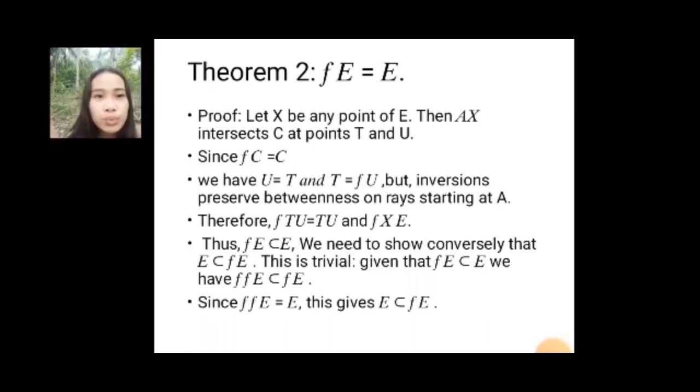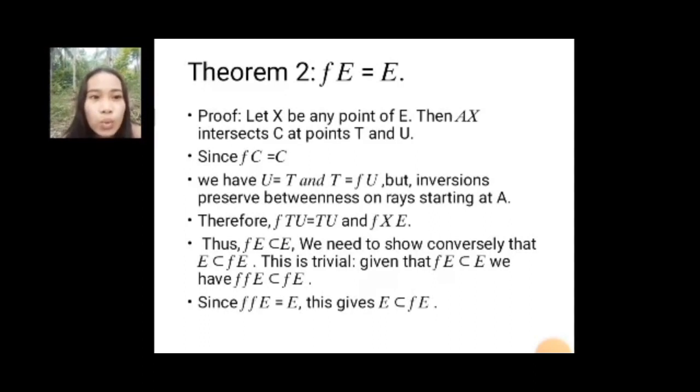So Theorem 2. FE equals E. Proof. Let X be any point of E. Then AX intersects C at points T and U. Since FC equals C, we have FU equals U and T equals FU. But inversions preserve betweenness on rays starting at A. Therefore, FTU equals TU and FXE. Thus, FE is a subset of E.